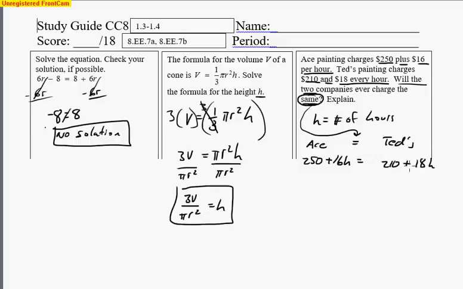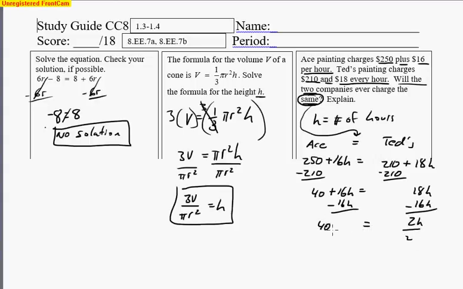So from this point, I'm going to go ahead and solve by doing some opposite operations. I'm going to isolate the variable on one side of the equal sign. So taking away Ted's initial charge from Ace, we're left with $40. And now I'm going to subtract the rates. I'm going to subtract Ace's hourly charge from Ted's hourly charge, and it leaves us with $2 an hour. So when I divide the difference of their initial charges, $40, by those $2 an hour, it's going to take 20 hours for them to charge the same amount.